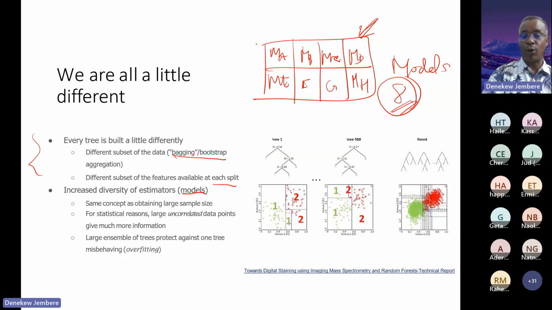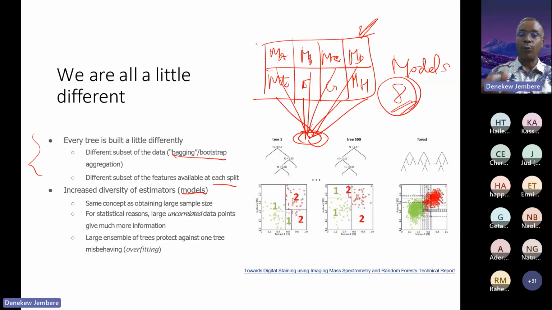So with increased diversity of estimators or models, instead of just generating one model, we have 8 models that vote. Each of these models votes to the final output of the model. So 8 voters will be there, and finally this is considered as the output of a single model, but internally there were 8 models, and in reality the number of models will be in the thousands, especially in the random forest regressor.